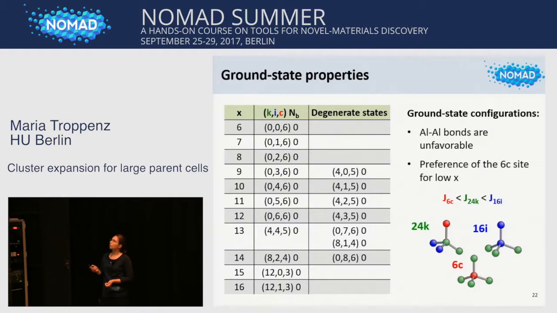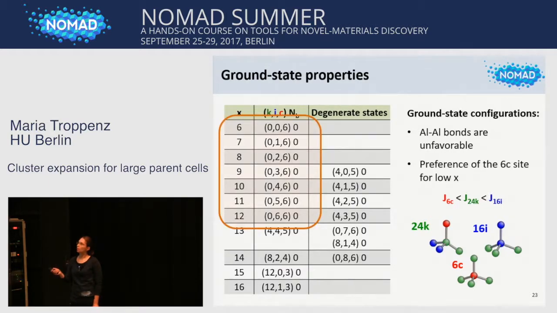For this I want to introduce a configuration vector, shown here above. Inside the parentheses you have the number of aluminum atoms which go to the K site, or to the I site, or to the C site. And outside the parentheses you have the number of aluminum bonds. So you see in the low substitutional range from 6 up to almost 12, the C site is fully occupied. And with adding aluminum atoms to the structure, the I site gets occupied.